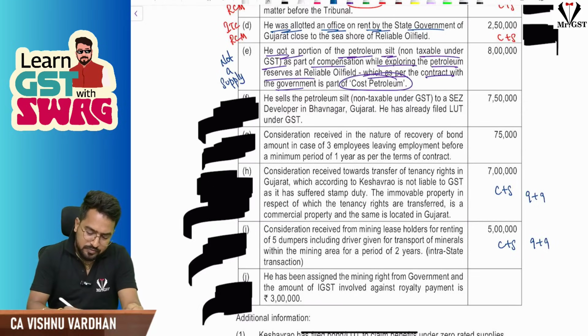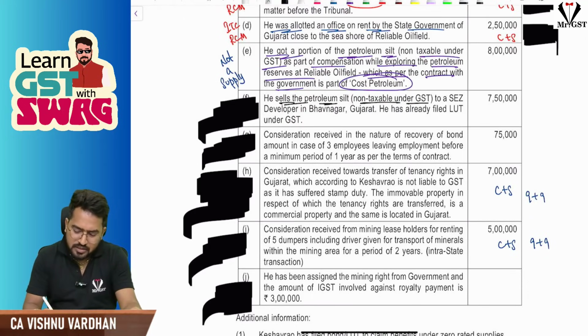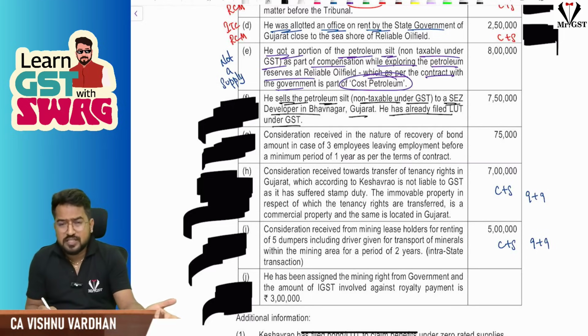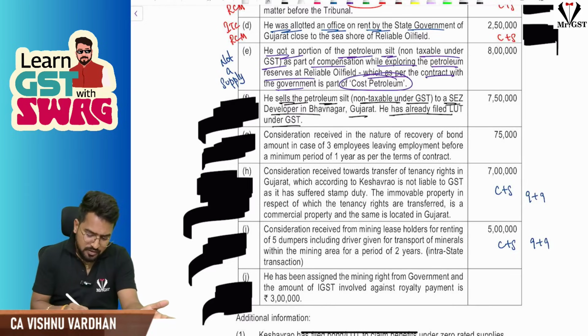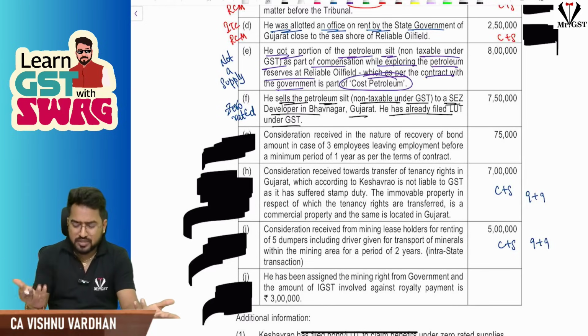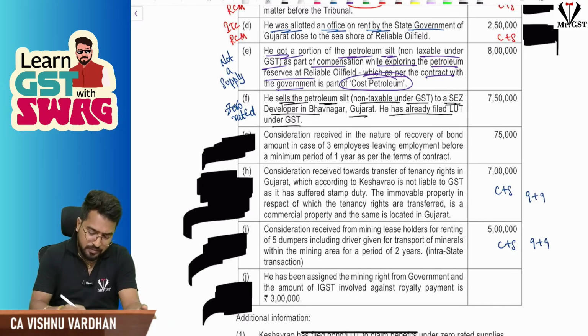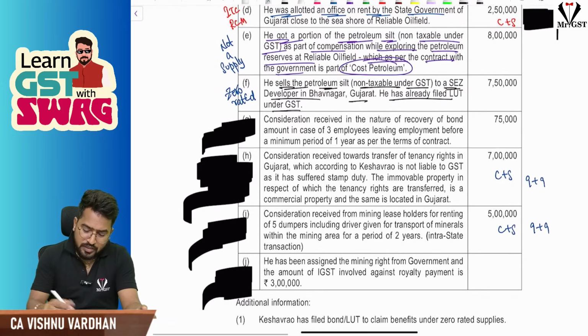Next, he sells petroleum, which is non-taxable under GST, to an SEZ developer in Bhavnagar, Gujarat. He has already filed LUT, and supply to SEZ is a zero rated supply. So this is zero rated, and of course no GST treatment also. So no GST, nothing, because he has also filed LUT.